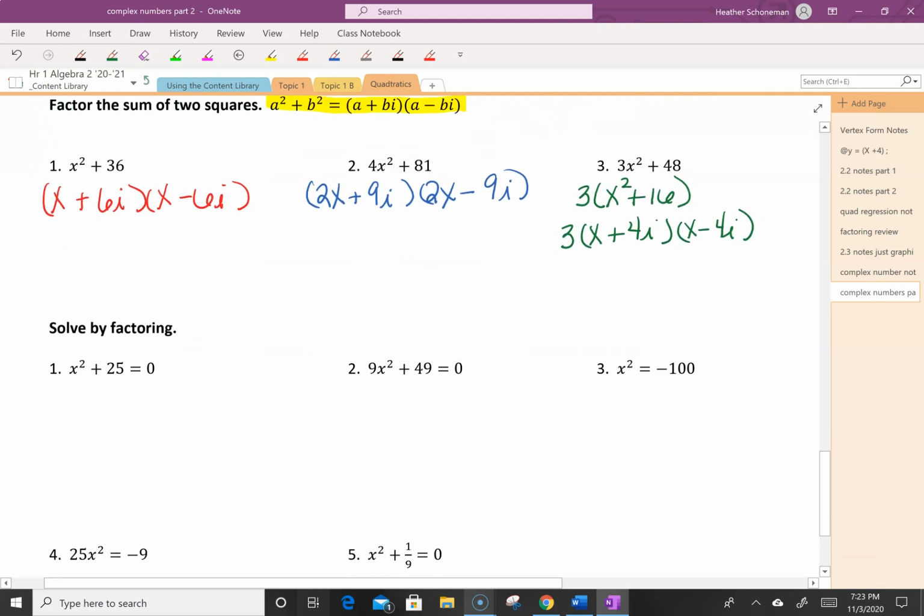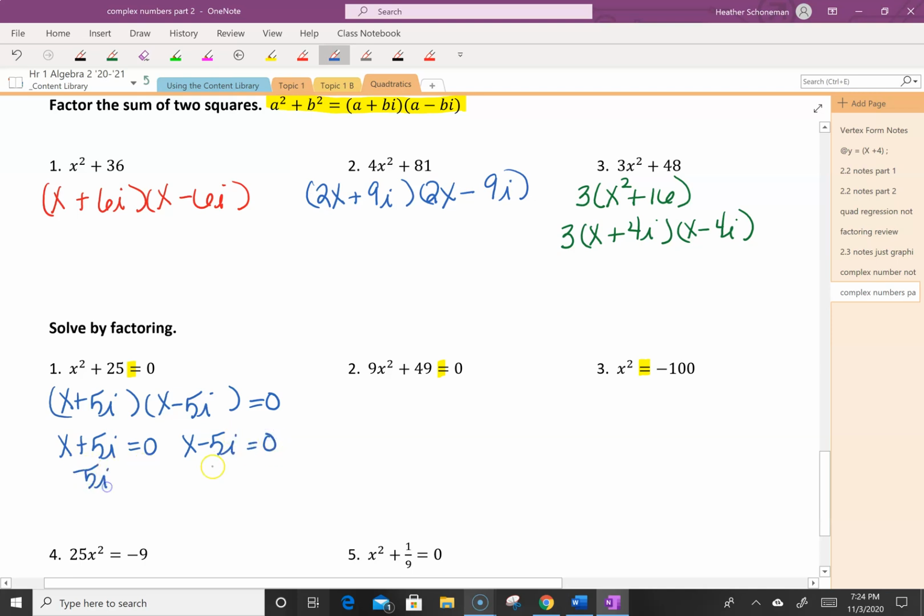All right, what we did on 1 through 3 was factor, but these problems all have an equal sign in them. So now we're not factoring, now we're solving. So our final answer is not parentheses, but x equals something. On this one, to solve by factoring, first step, set it equal to 0. It is. It fits my sum of squares pattern. So this is going to factor to x plus 5i and x minus 5i equals 0. That's step 2. Step 3, write equations and solve. So x plus 5i equals 0 and x minus 5i equals 0.